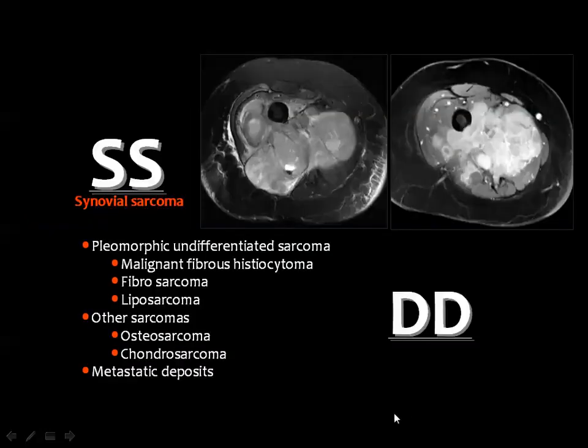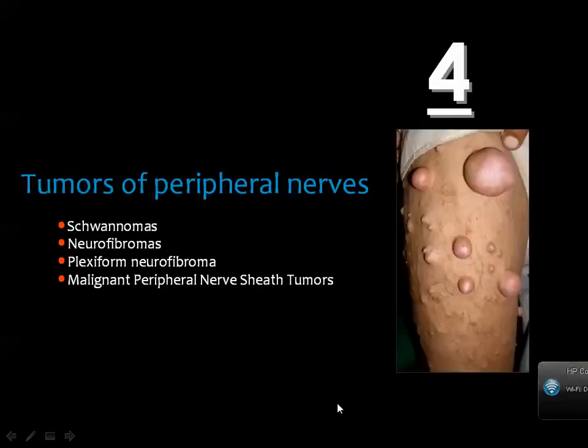And here you can see a mass in the thigh, and this mass has non-specific imaging criteria. The differential diagnosis will include other types of sarcomas, like the pleomorphic undifferentiated sarcoma, which is the new name for adult type fibrosarcoma and the malignant fibrous histiocytoma. Then liposarcoma, undifferentiated liposarcoma, we have the same finding. Osteosarcoma, chondrosarcoma, and the metastatic deposit.